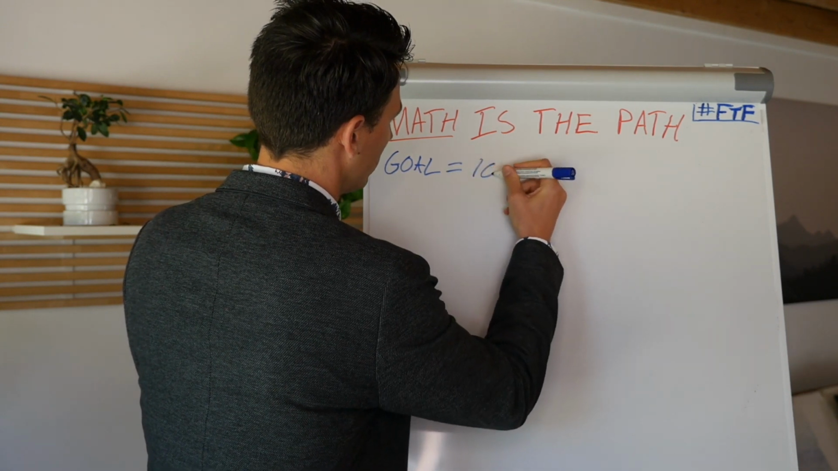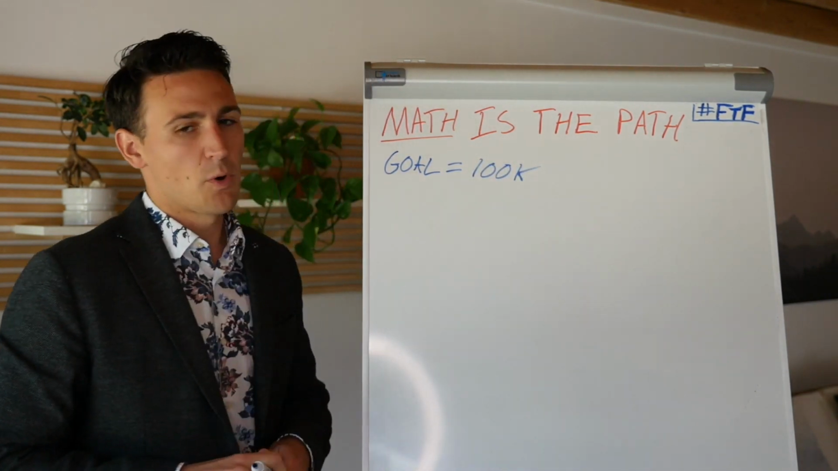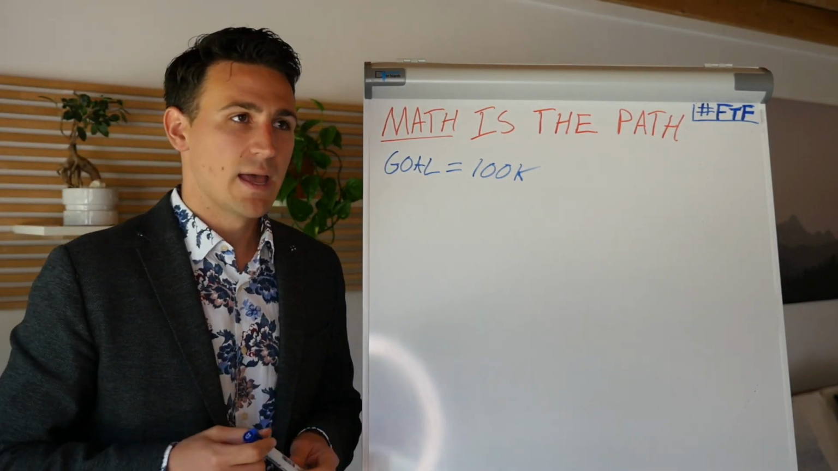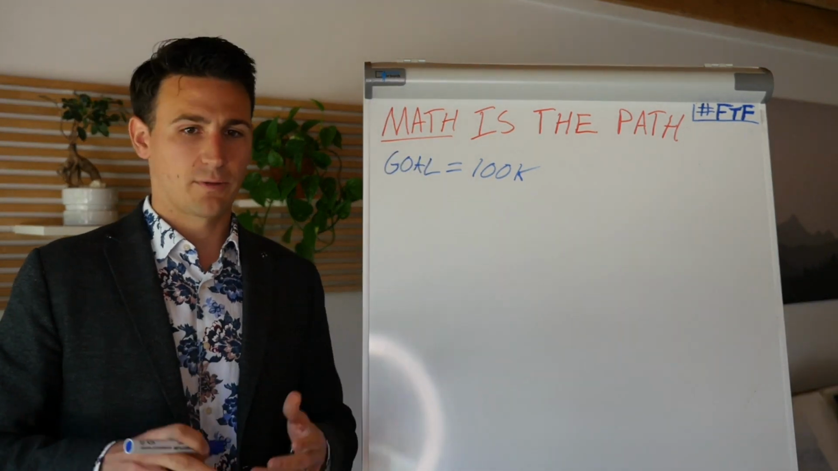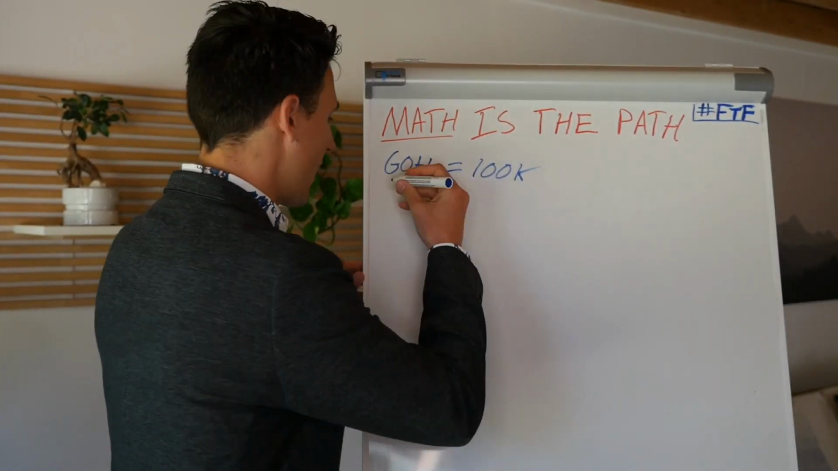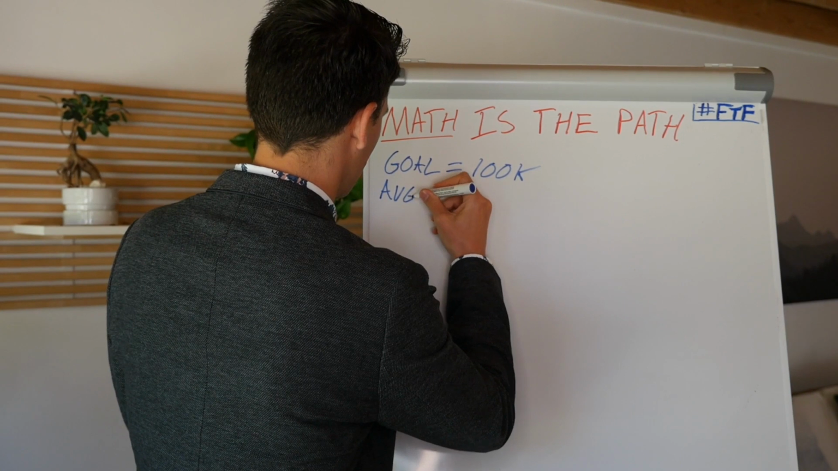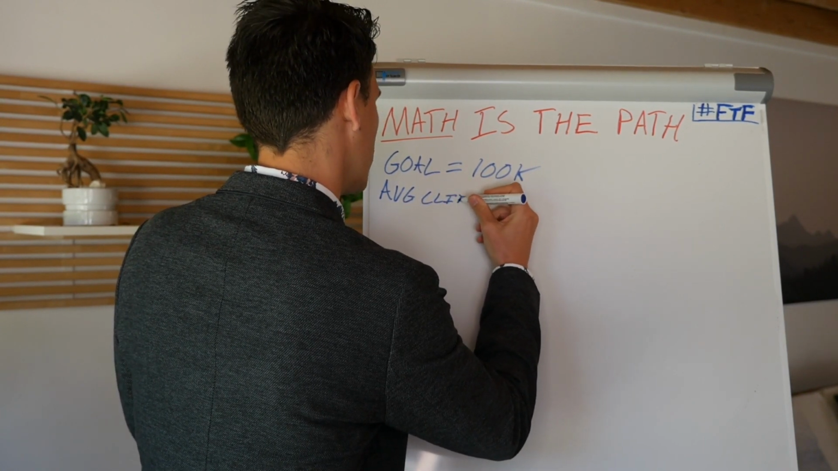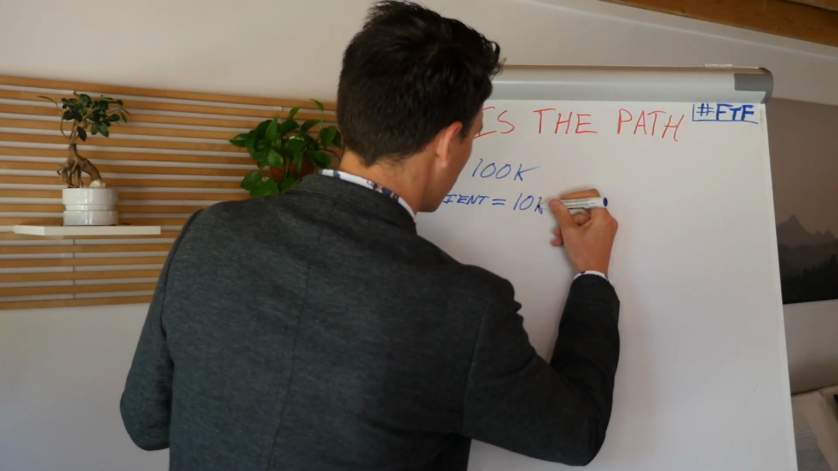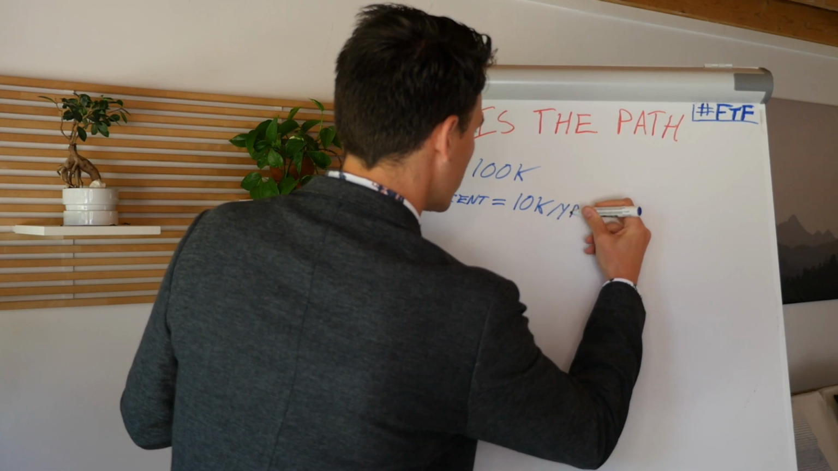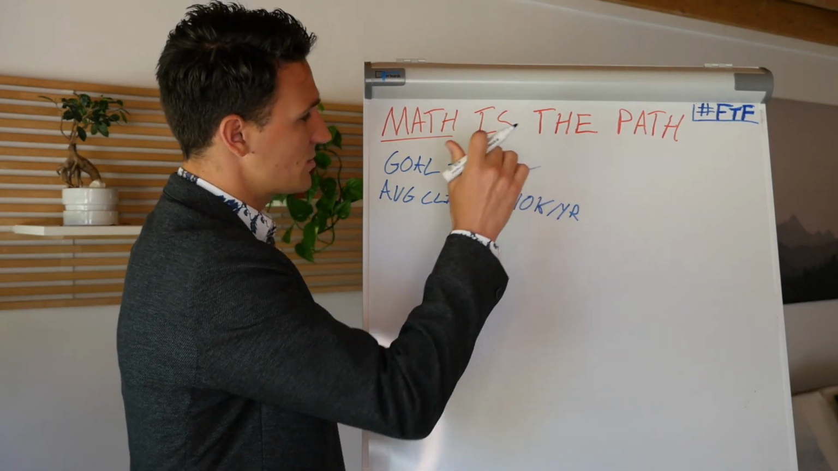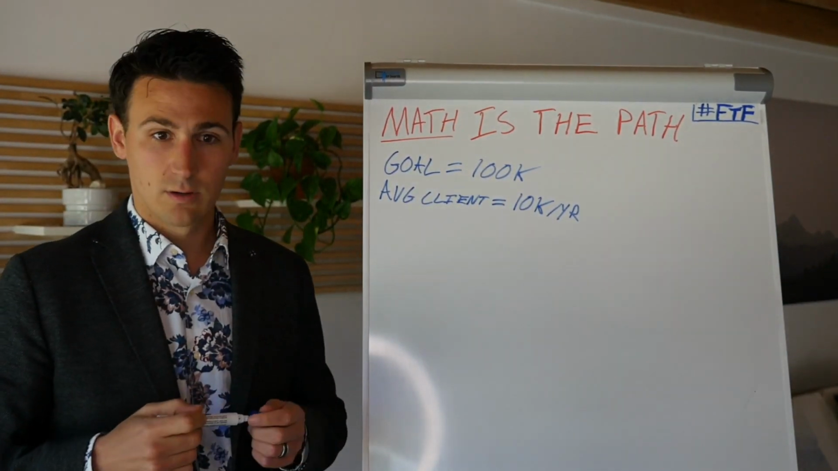okay? 100K. And so when we look at that goal, we'll say, okay, well, the type of clients that I want to pick up is I want my average client to be worth $10,000 a year, okay? And you could change this number as you see fit, but we're going to say average client is worth 10K per year, okay? And so when we look at this, we're now able to say, okay, well, I need essentially 10 clients to be able to reach this $100,000 per year goal.